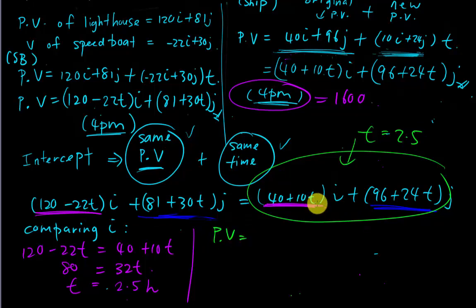So 10 times 2.5 gets 25. 25 plus 40 will be 65i. Then over here, just use the calculator: 96 plus 24 times 2.5. So you get 156j. So this is the position vector where both the ship and speedboat are going to meet. Alright, so that's all.